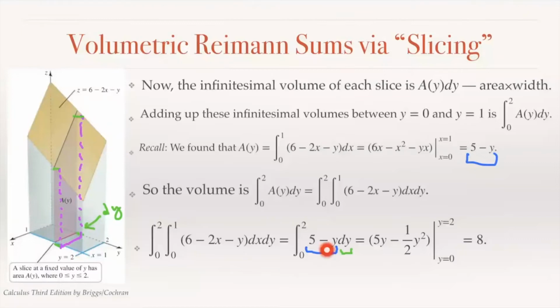So what we're really doing here is considering this area times dy, that's like a base times a height, and we have this little tiny volumetric slice, and then in evaluating this integral, we're adding together all of those little tiny volumes to get the total volume. Okay, and that integral is 5y minus 1/2 y squared, and we're evaluating that between y equals 0 and y equals 2, and we wind up with 8.